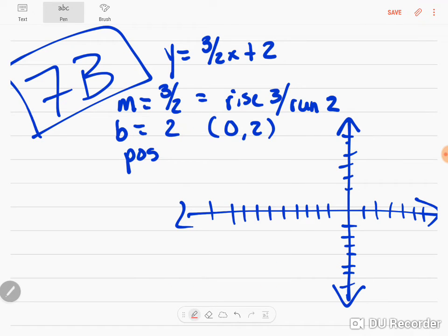All right, here we go. The first point is at 0, 2, so I'll go to 0, 2, which is right here. The rise is 3, so I'll go up 3: 1, 2, 3. The run is 2. It's positive, so I go over 1, 2. And now I'm going down from the starting point: down 3, 1, 2, 3, and over to the left 2, 1, 2. There you go.